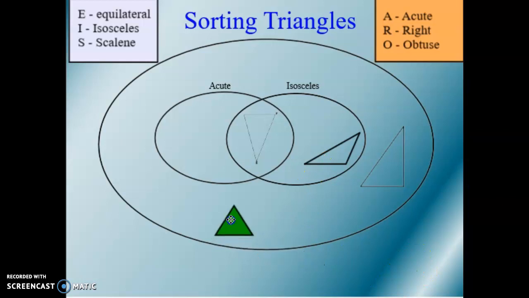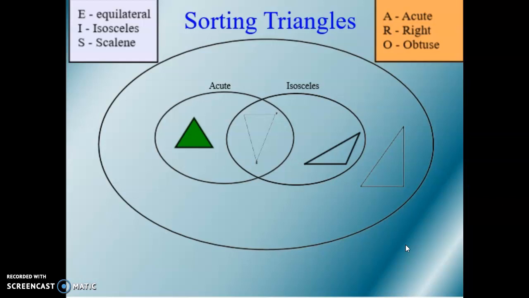And this one. Acute triangle. All 3 angles look like they're acute, so it would definitely go there. Does it also fit over here with isosceles, where there's only 2 sides the same? Oh no. All 3 sides are the same. So I've sorted my triangles into the types of triangles they are based on their sides and their angles.